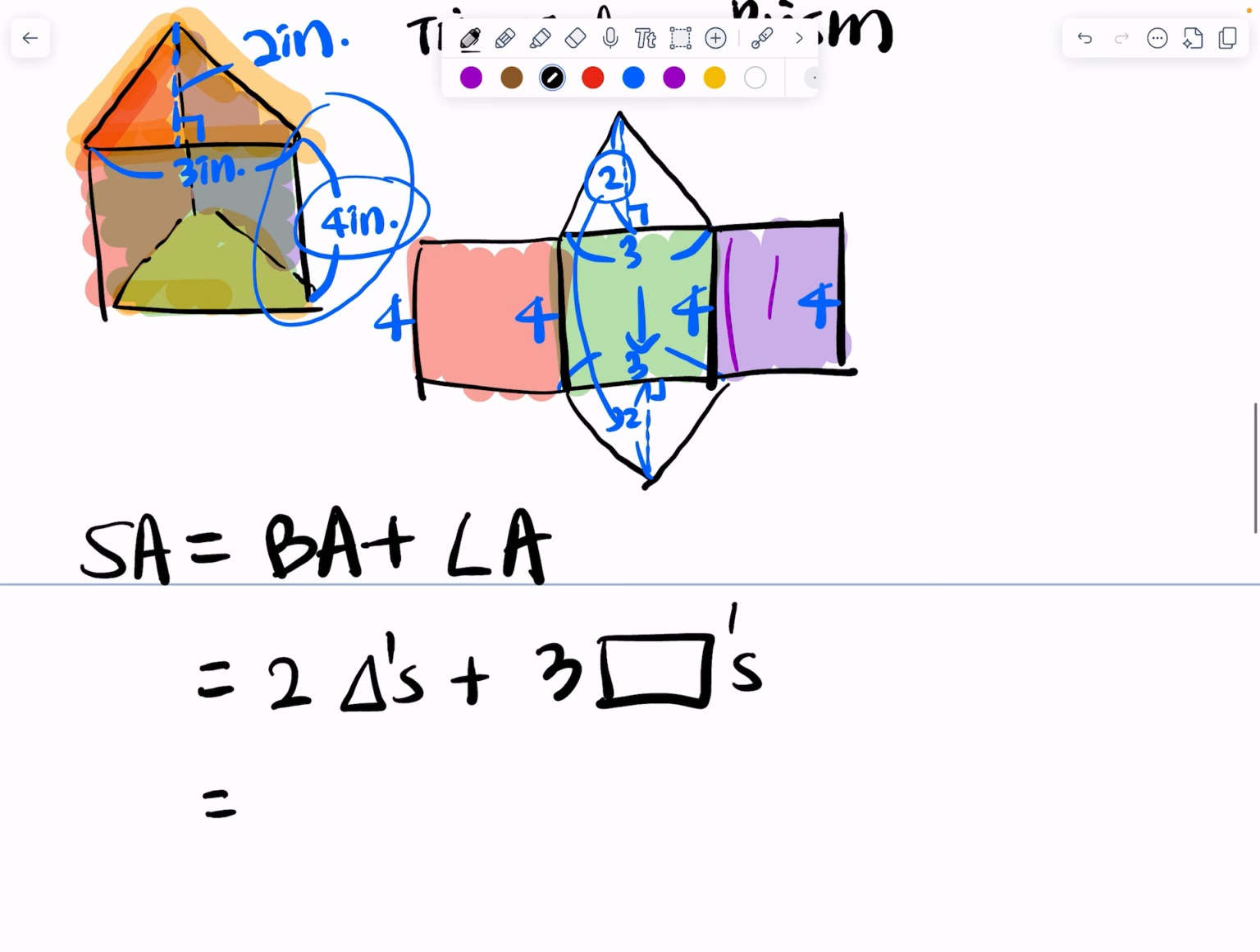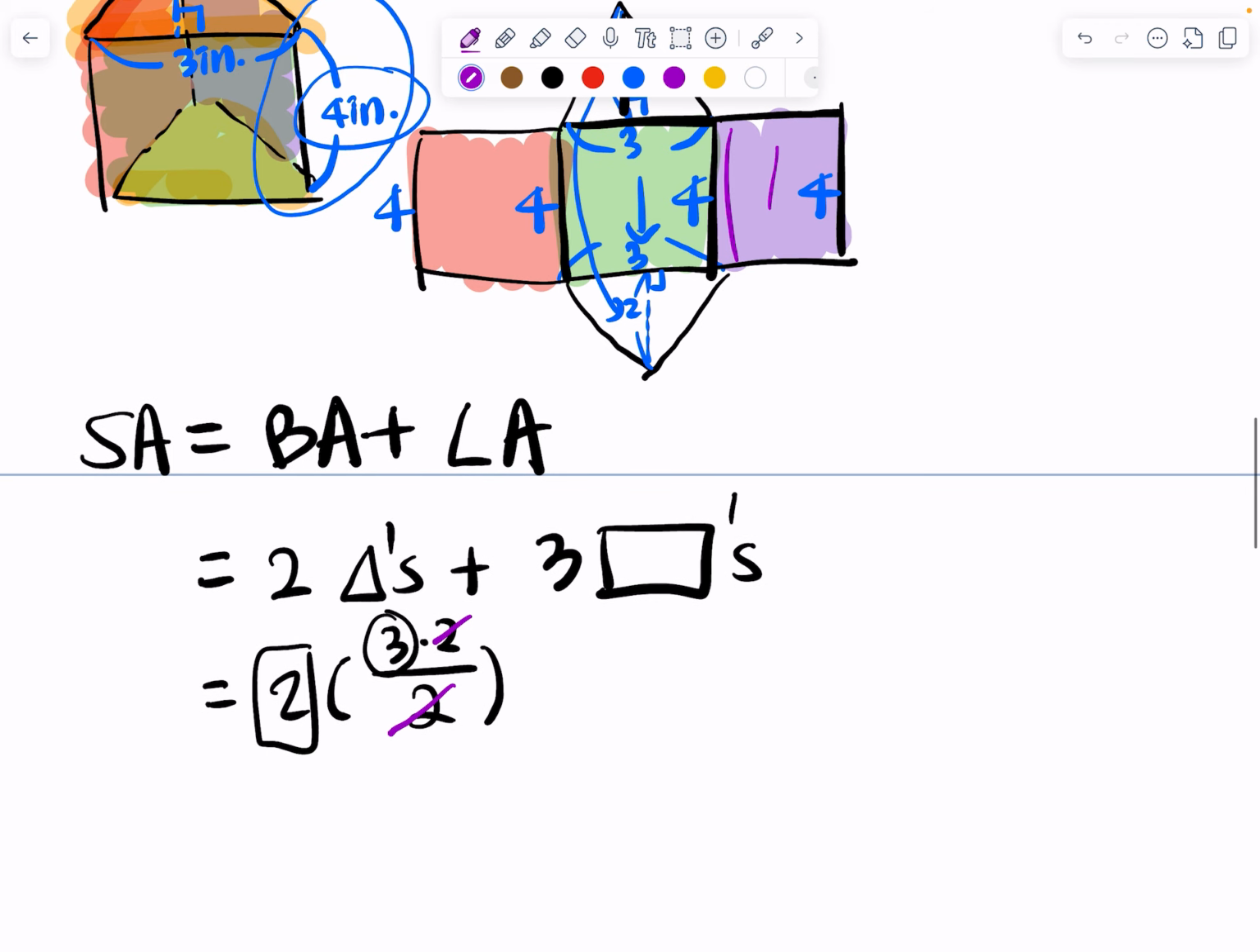Okay? 2 triangles. Let's find the area of 2 triangles. Each one, 2 times what times what? Isn't it base times height divided by 2? Base is 3. So 3 times the height, which is 2, divide that by 2, right? And there are 2 of them, so you double it. Now, does something catch your eye? So 2 divided by 2, you can reduce that. So you eventually have to just multiply 2 and 3, which is 6, plus 3 rectangles.